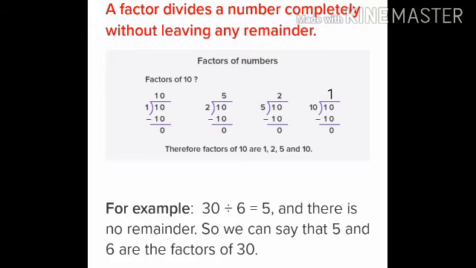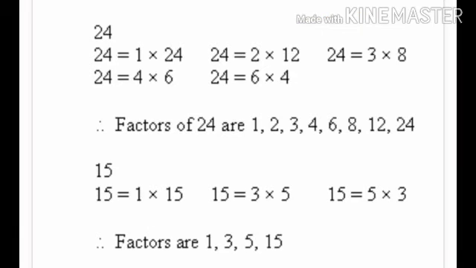One more example, 30 is divisible by 6, we get 5, and there is no remainder, so we can say that 5 and 6 are the factors of 30. Some more examples for factors. Write the factors of 24. 24 we can write 1 into 24, 2 into 12, 3 into 8, 4 into 6, 6 into 4. Therefore, factors of 24 are 1, 2, 3, 4, 6, 8, 12 and 24.